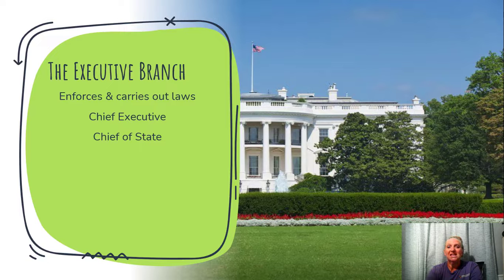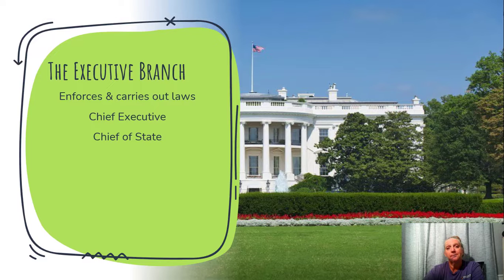So the equivalent to this in Great Britain is the king. Okay, like current King Charles or the previous Queen Elizabeth, they were chief of state. They were seen as the symbol, okay, of the country. The president for us is seen as that symbol. There's not a separation in that role.